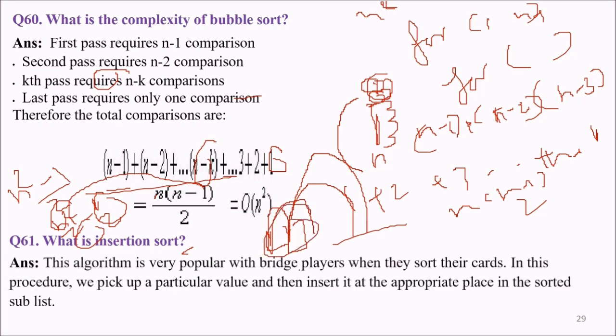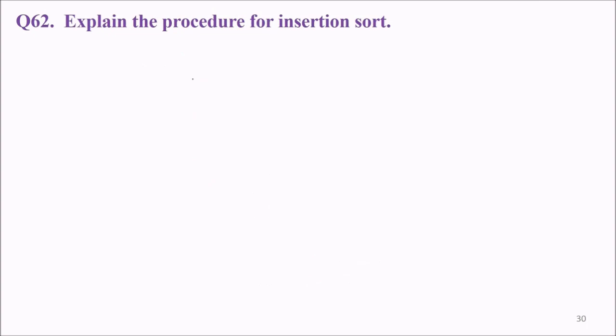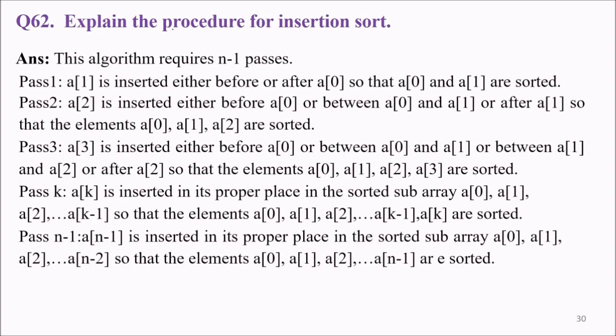This is very popular with bridge players when they sort their cards, and the insertion sort has come from that only. In this procedure, we pick a particular value and then insert it in the appropriate place in the sorted sublist. The procedure for insertion sort requires n-1 passes. First of all, A1 is inserted either before or after A0, so that A0 and A1 are sorted.